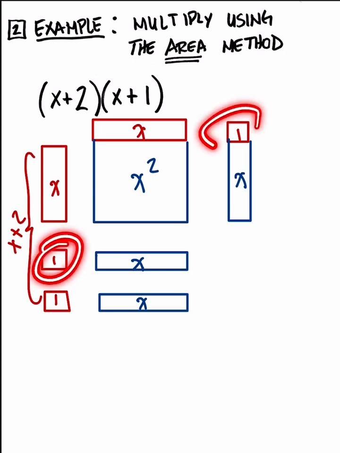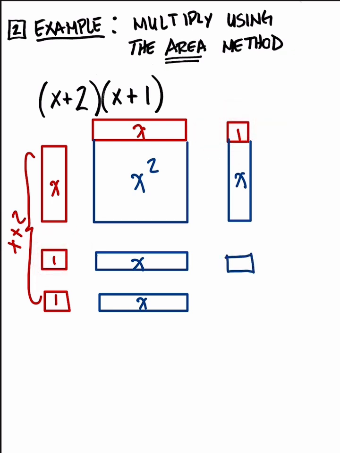And then we have 1 times 1, so that's 1 tile. This probably looks a little wonky. And then we have another 1 times 1, so that's going to be another tile with an area of 1.